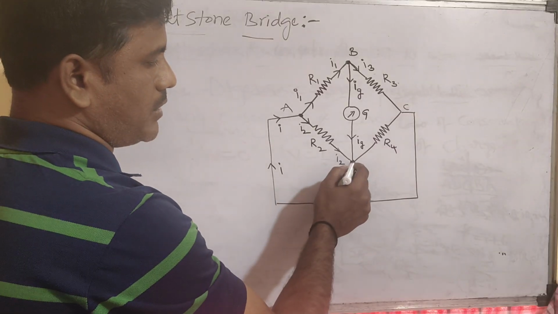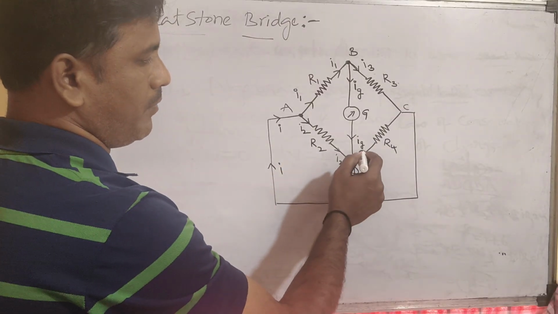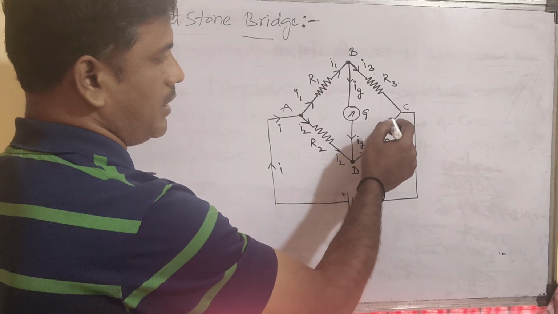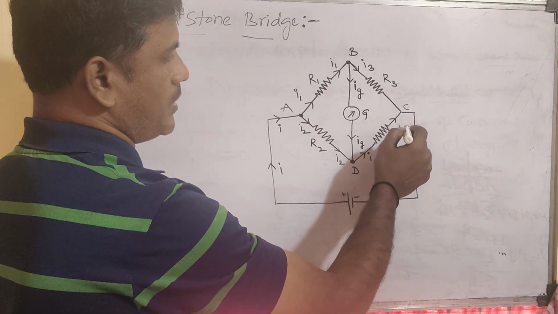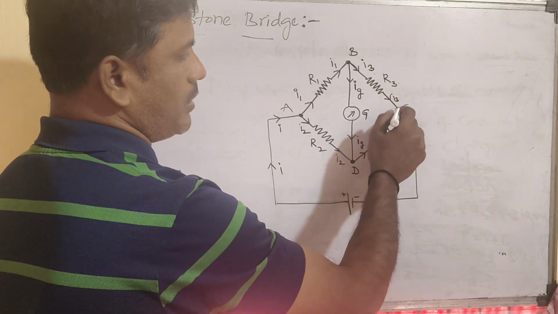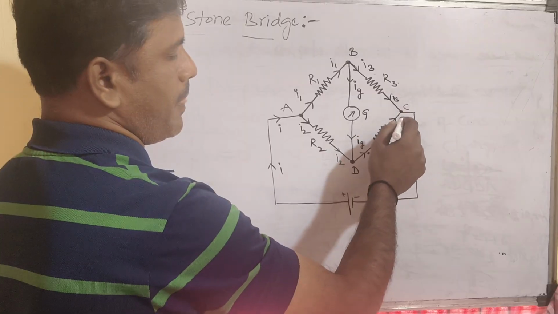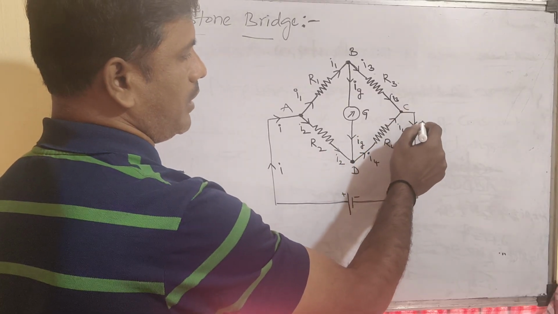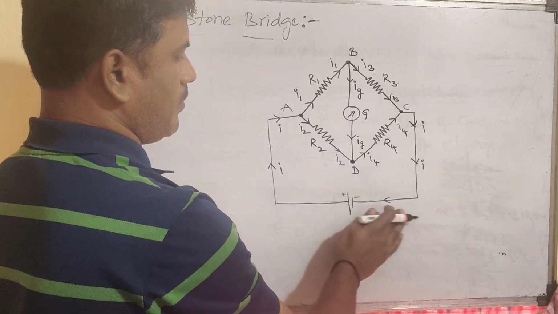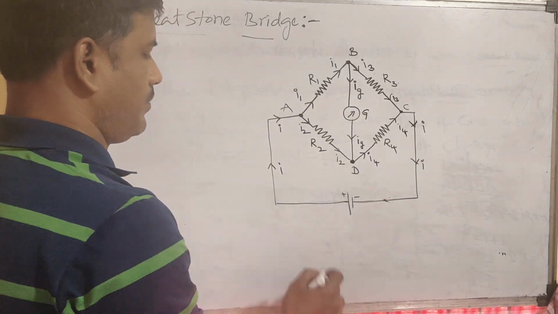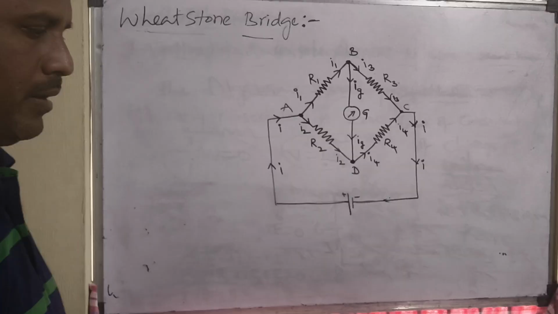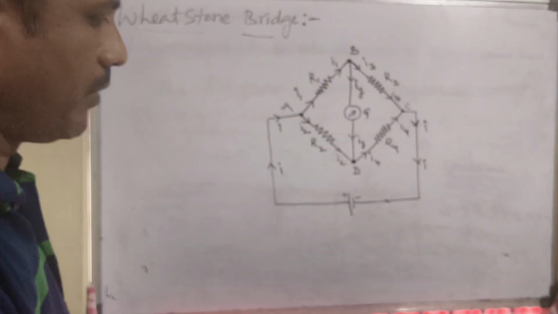Next, these two currents pass towards the junction and combine to pass this way. That is I4. This side is I4, this side is I3. At the next junction, these two currents pass towards junction C, and the combined current is I. This is the Wheatstone bridge. Now we will write.